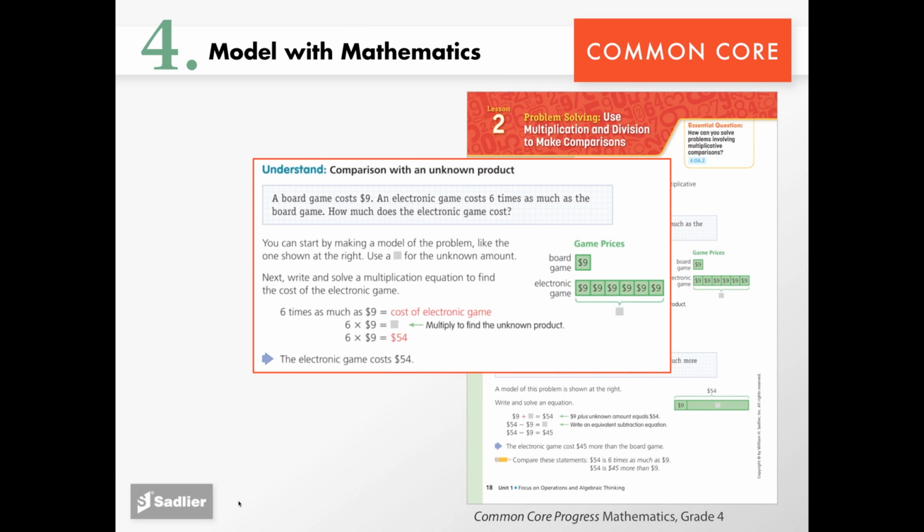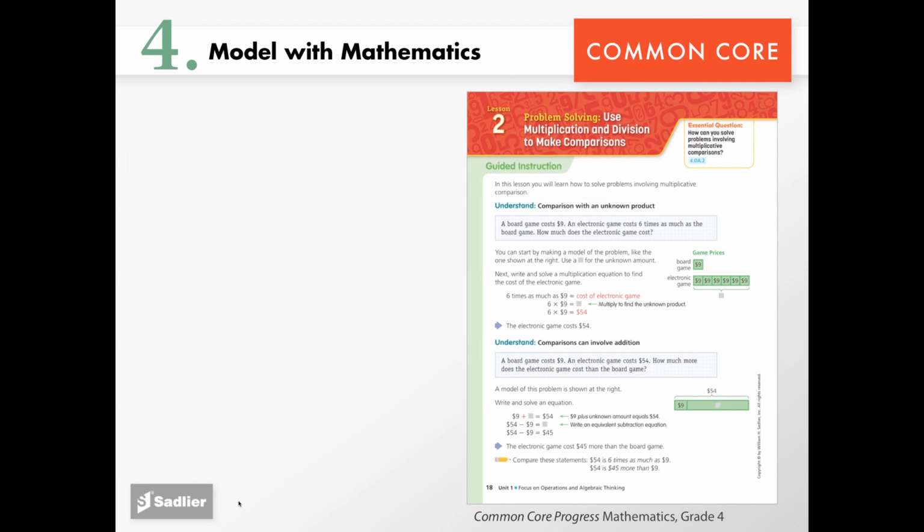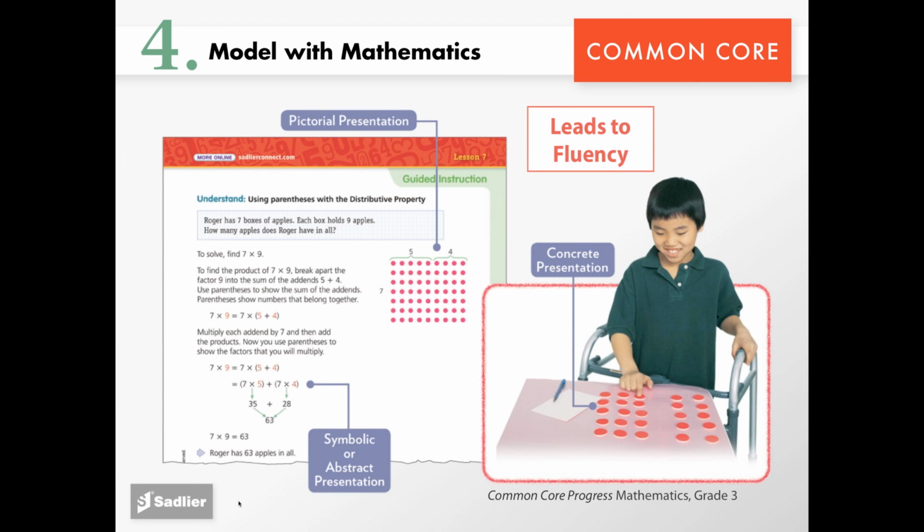So it's important for students to not only model mathematics with pictorial representations, number lines, or bar diagrams, but also to model it in the real world and know that there is a real world application to mathematics. And we need students to be able to make connections between the concrete presentation, the pictorial representation, and the symbolic representation, because we know that's going to help them lead to fluency. And these are different ways that we can model mathematics.